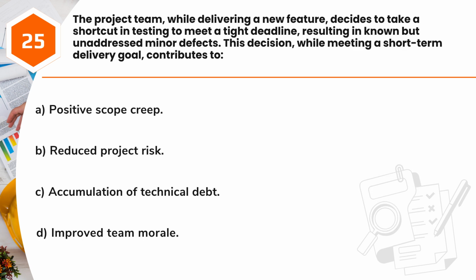Question 25. The project team, while delivering a new feature, decides to take a shortcut in testing to meet a tight deadline, resulting in known but unaddressed minor defects. This decision, while meeting a short-term delivery goal, contributes to A. Positive scope creep. B. Reduced project risk. C. Accumulation of technical debt. D. Improved team morale.